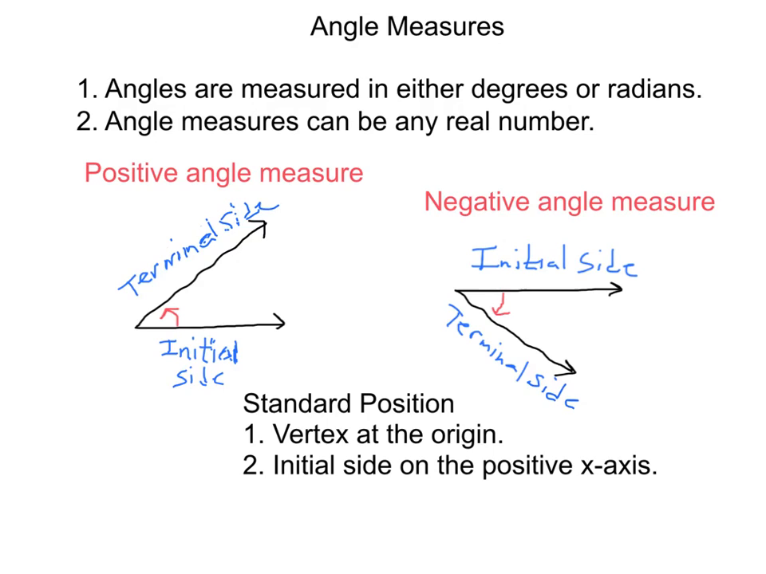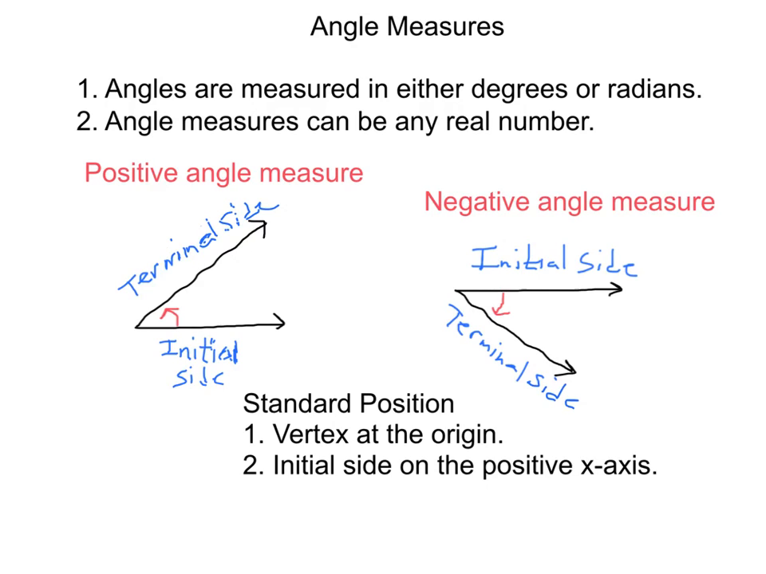Now, when an angle is in standard position, I can determine if it has a positive or negative angle measure by the direction of rotation. If I do the rotation in a counterclockwise direction, like in this case here, it will be a positive angle measure. When I have a clockwise rotation, I will have a negative angle measure.